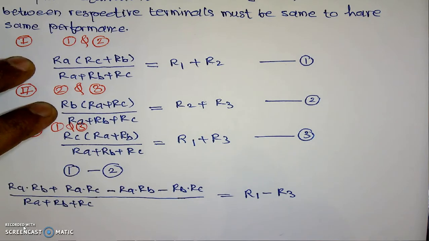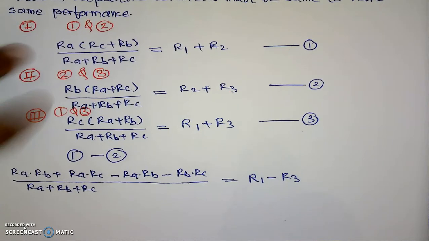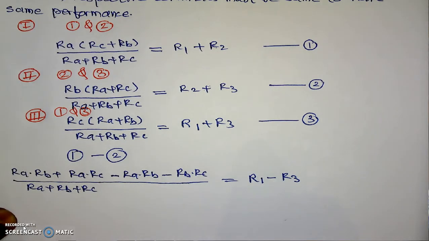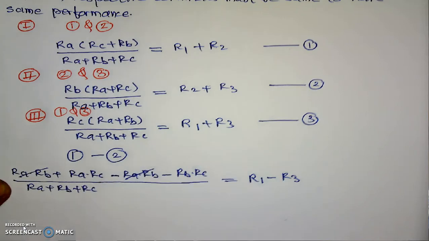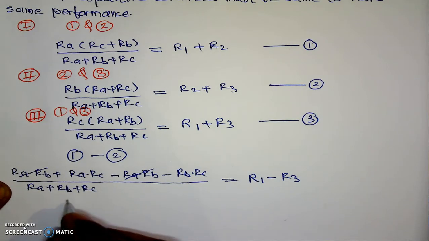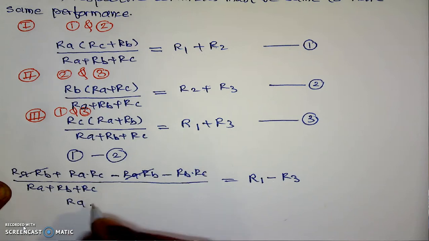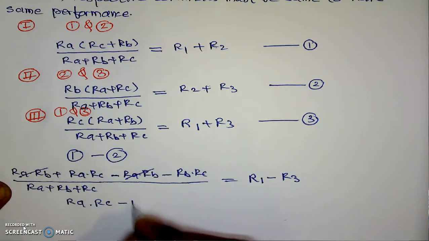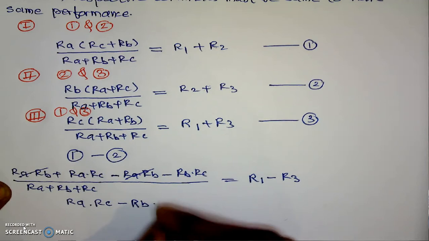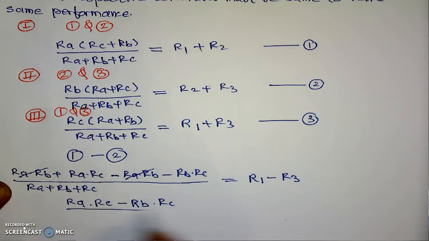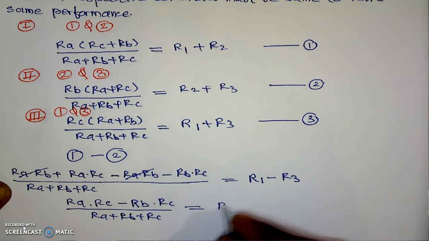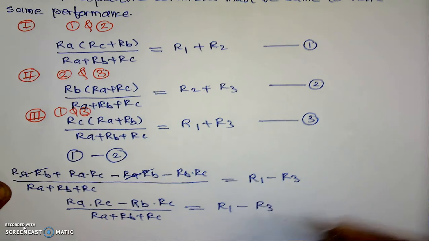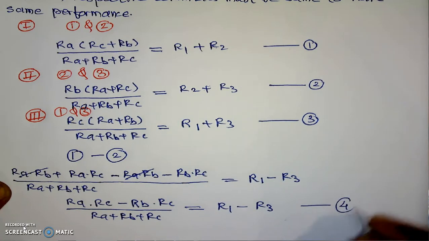If we are simplifying further, in that case this RA into RB will cancel with this RA into RB. The resultant equation will be RA into RC minus RB into RC, this total divided by RA plus RB plus RC, which is equal to R1 minus R3, and this is equation number 4.